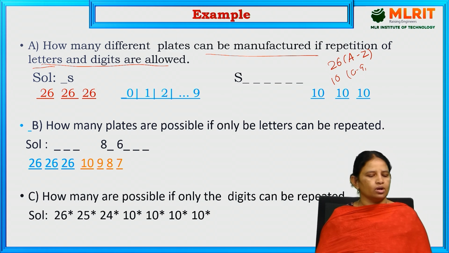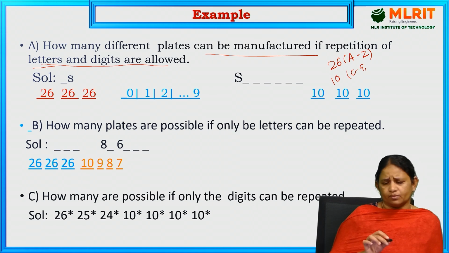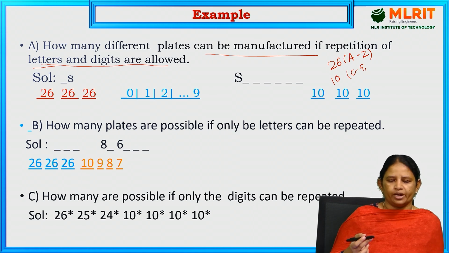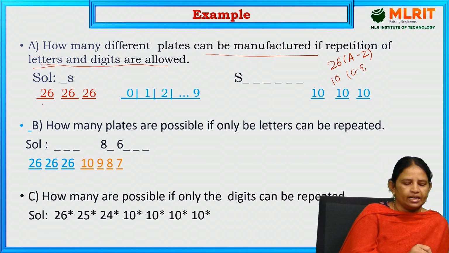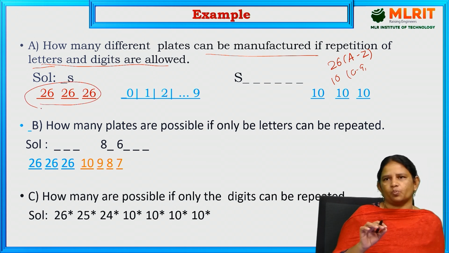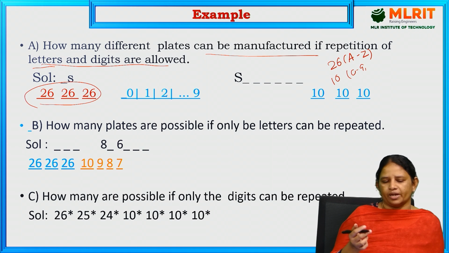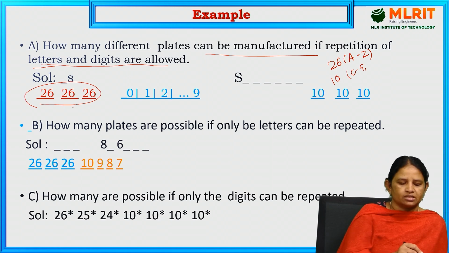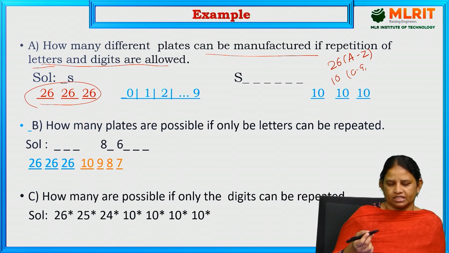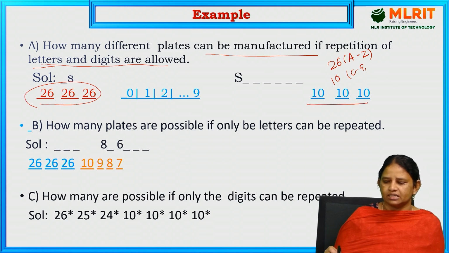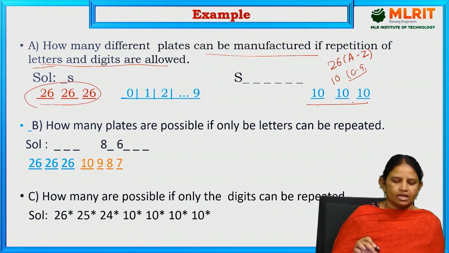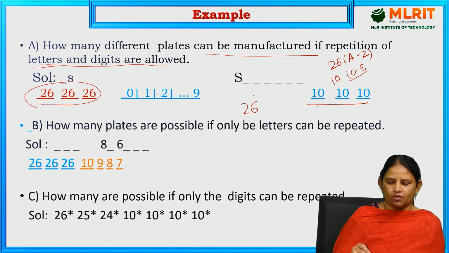So there are 3 letters. In the case of plates, that is nothing but a 3-letter plate number. So each of the 3 letters can be chosen in 26 ways. And what about 3 digits? Each digit can be chosen from 10 digits, that is 10, 10, 10. That means 26 to the power of 3 into 10 to the power of 3.